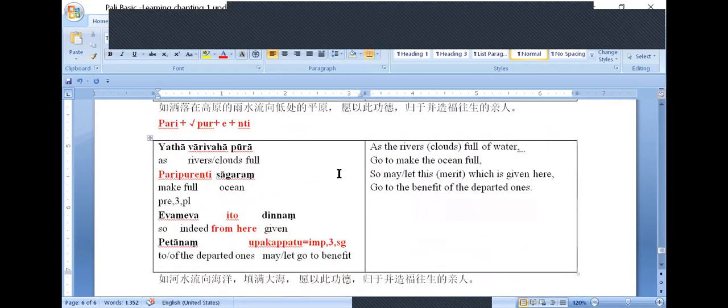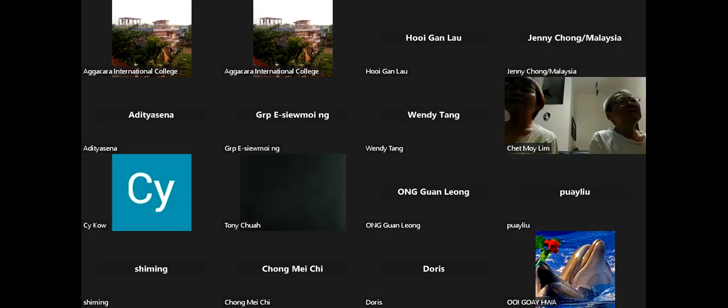Okay. And then you can see we already learned this ito here. Next week, we will learn this yatha, the tha suffix. So this one you'll find in lesson 7. Oh yeah, just now I didn't go through. So okay, lesson 7 also has this yatha.